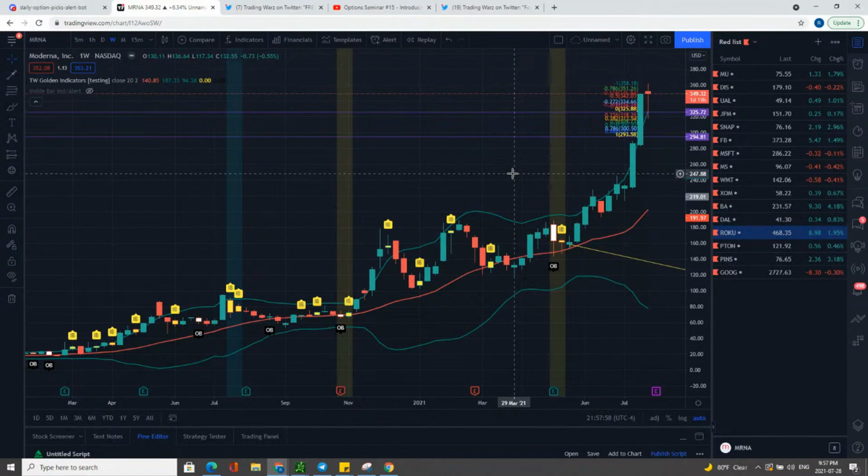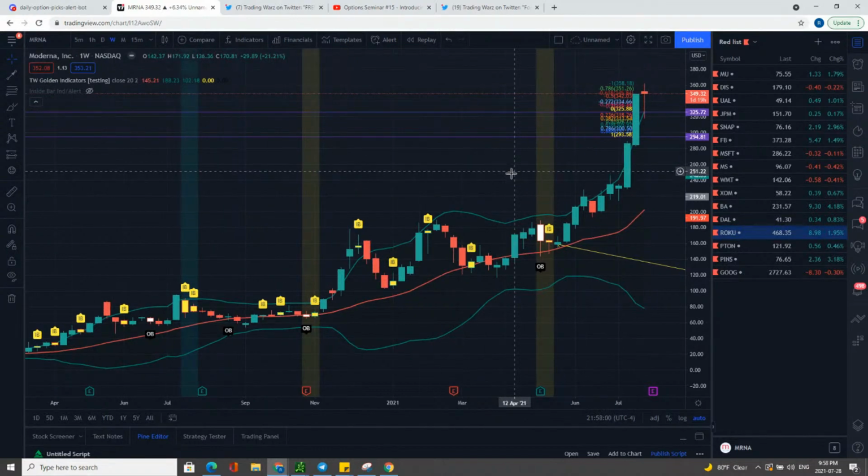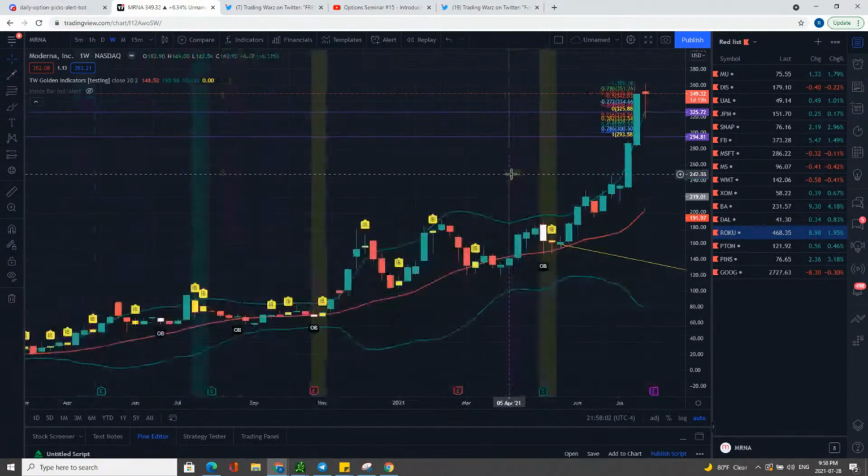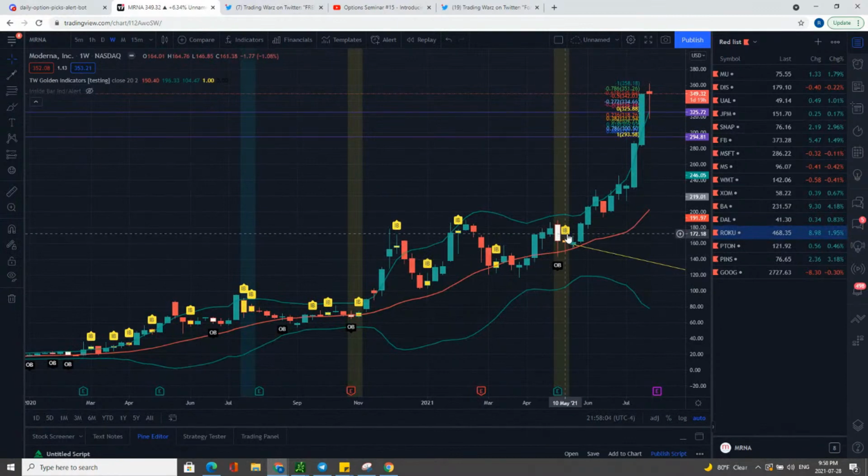That's what I really look for in trades. What's the potential there? This is just a big, beautiful, powerful trade. All right, so there we go.